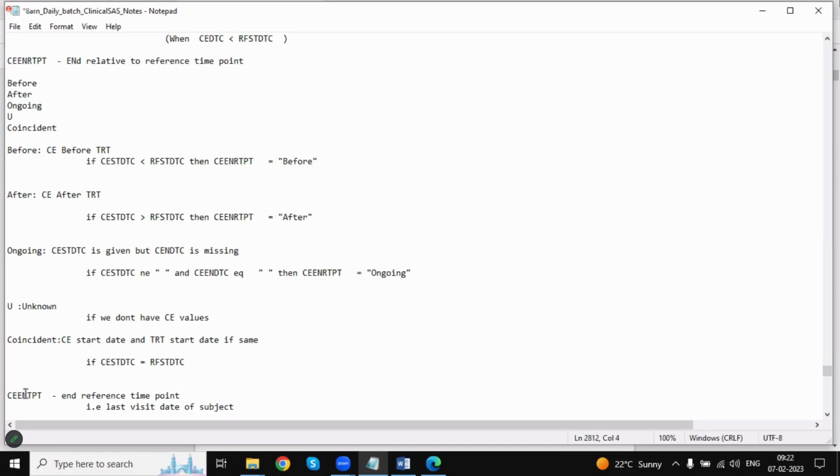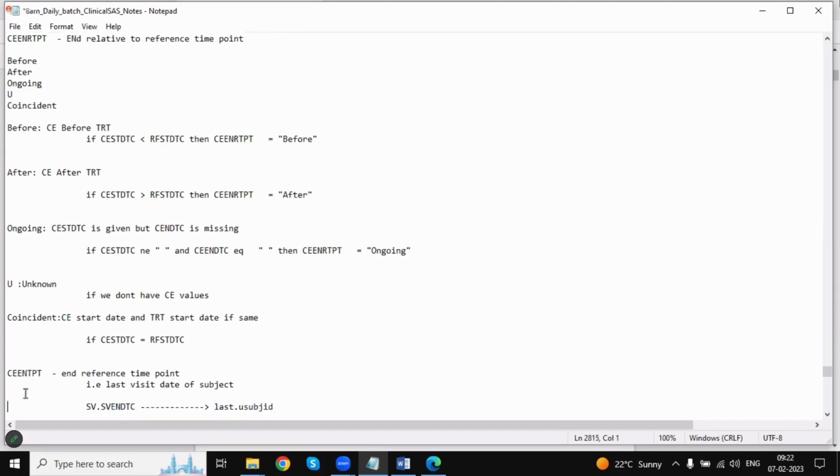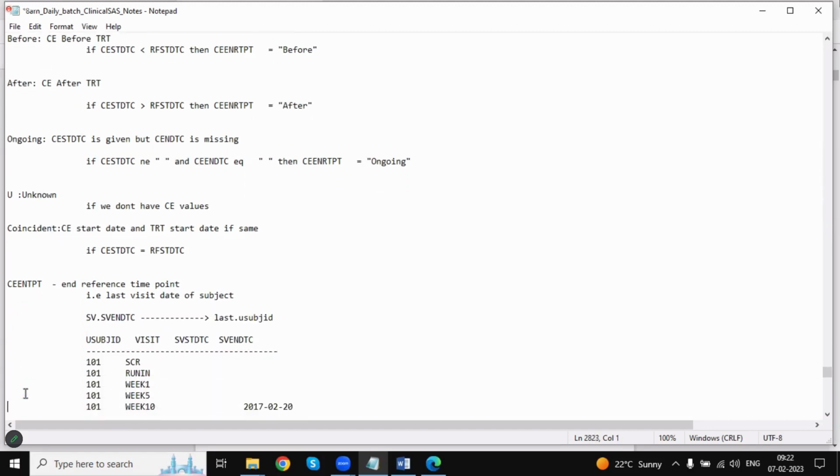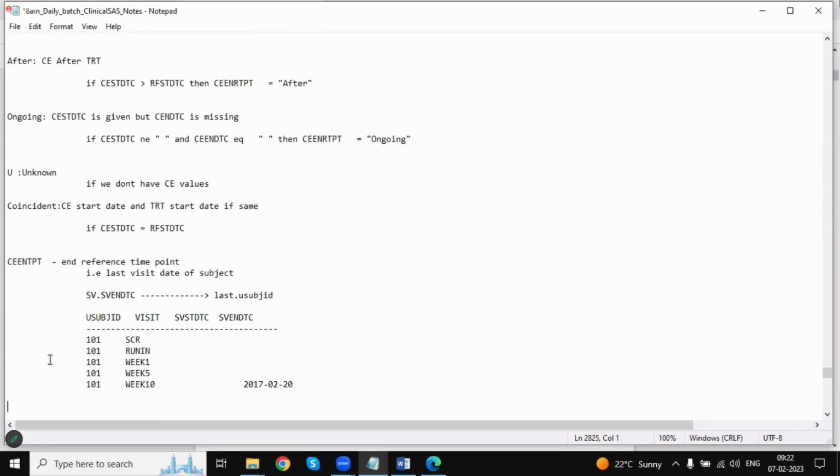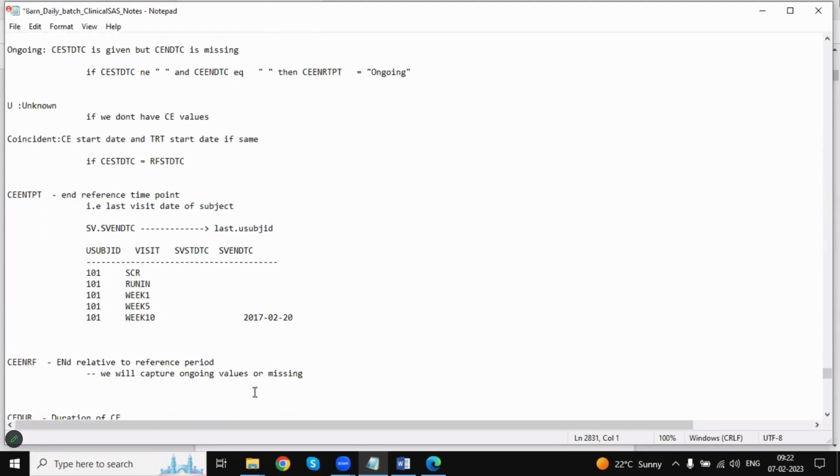ENTPT is nothing but the last visit date of the subject. Same from the SV domain, you can derive the last visit date. ENRF will capture the ongoing details. Still he is suffering from that particular clinical event. Still it is ongoing. We have to capture ongoing, or else keep it missing.